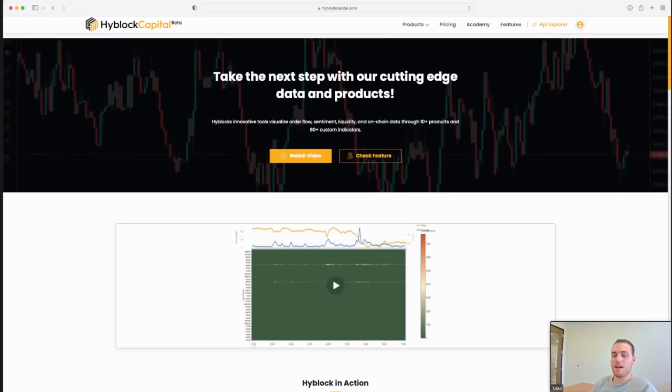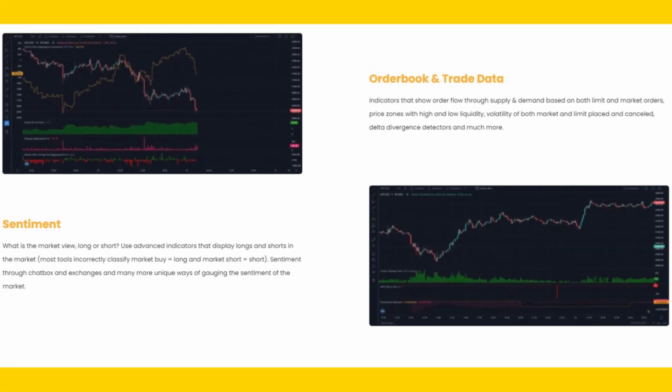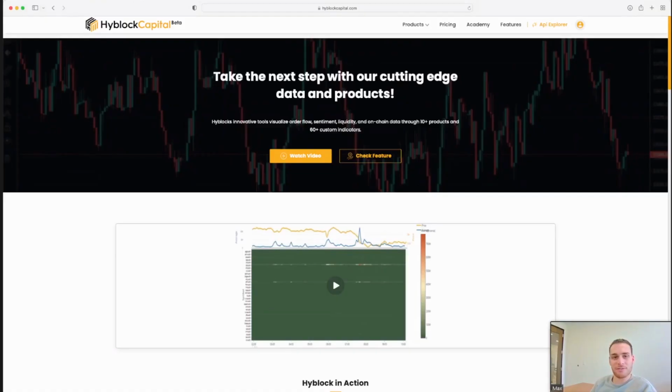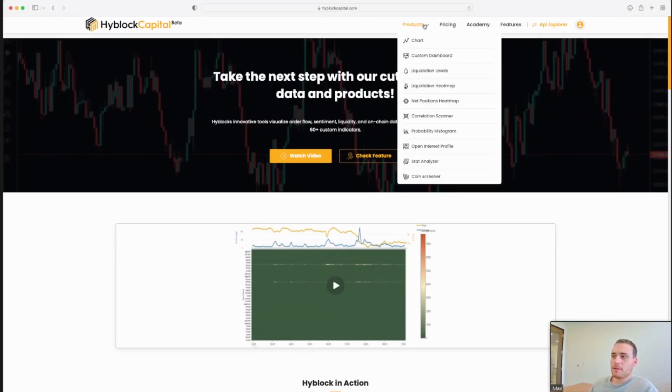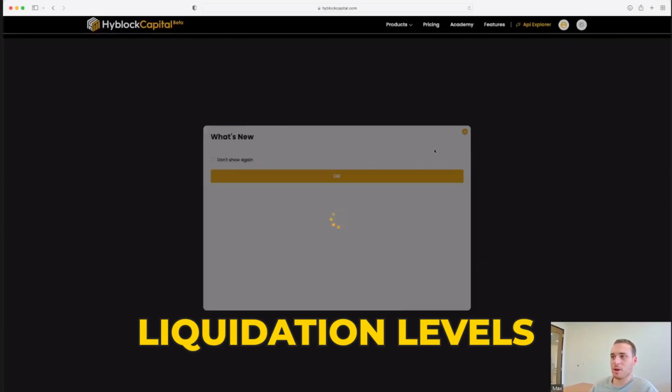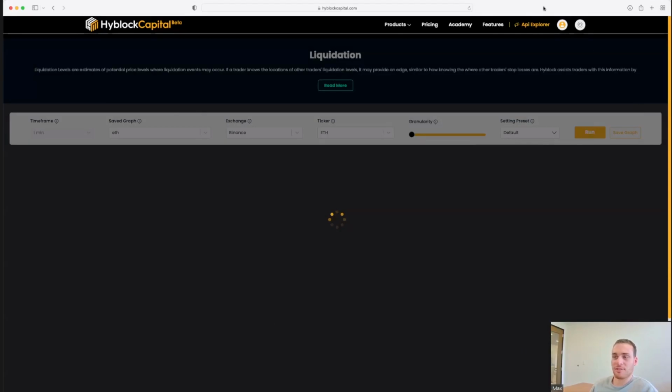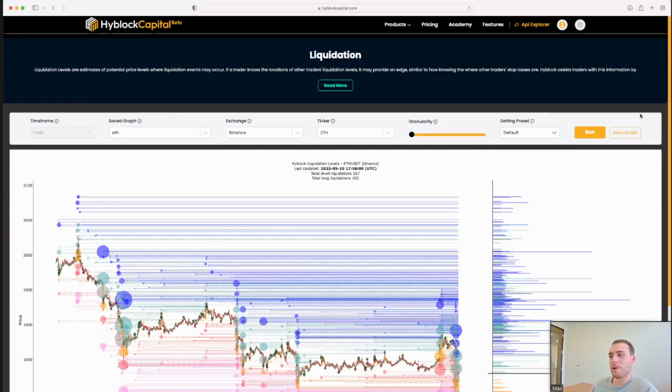They've got dozens of extremely useful tools, each one providing a slightly different edge than the last, but all of them truly outstanding. Hyblock's most popular tool would be one of two things. Probably the one that you've potentially seen would be the liquidation levels. This is a proprietary indicator that they have created and offer through their membership.